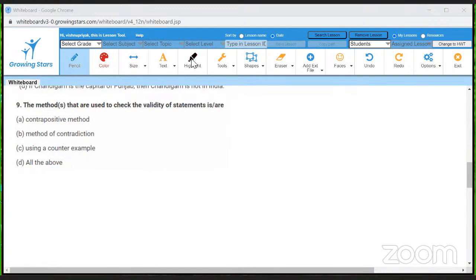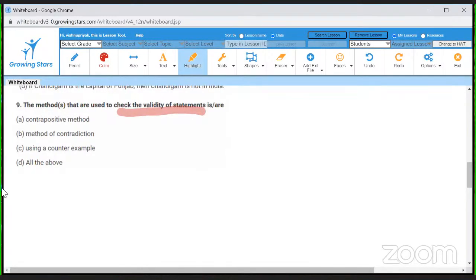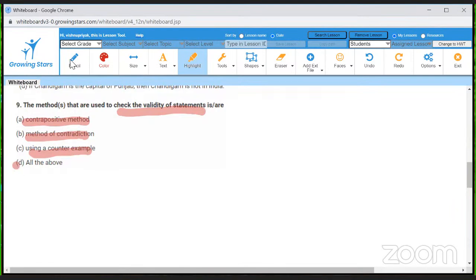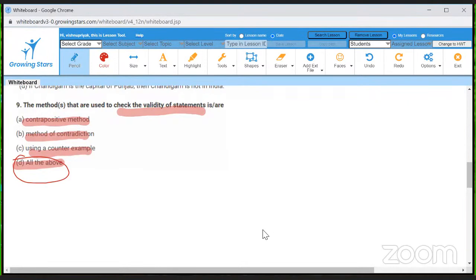What is given in this 9? The methods to check the validity of the statement. Validity of the statement means whether it is true or false. To check, you can use all the ways. You can use the contrapositive method. You can use the method of contradiction, fallacy. You can give a counter example and check. All of the above. So D, all of the above, checks the validity of the statement.